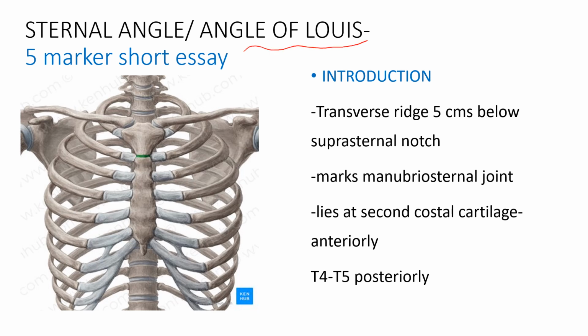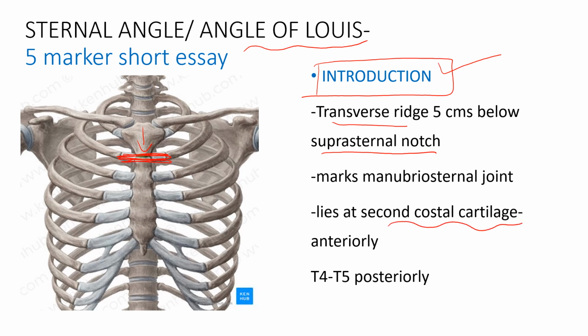So, you will introduce the topic. You will just box the introduction and you will say what is sternal angle. It's a transverse ridge about 5 centimeters below the suprasternal notch. It marks the manubriosternal joint and it lies at the second costal cartilage anteriorly and posteriorly it cuts T4 T5 vertebrae.